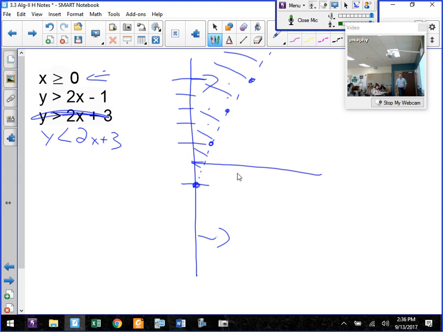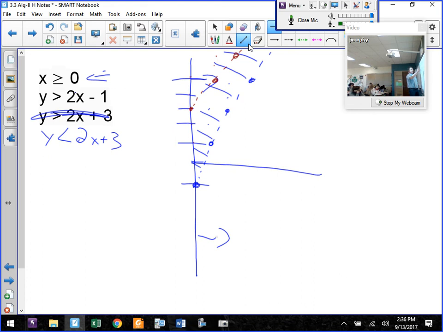Now if I go the other direction, I have to start where? At 3, what's my slope? 2. So these two lines are parallel to one another because they share the same slope. Start at 3, 1, 2, 3, up 2, over 1, up 2, over 1. And those would be dotted as well.